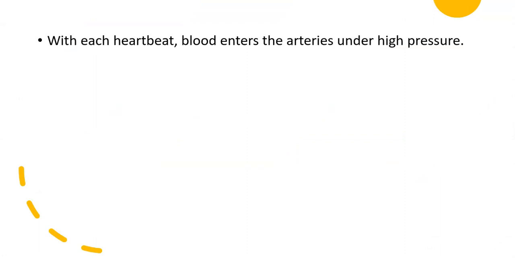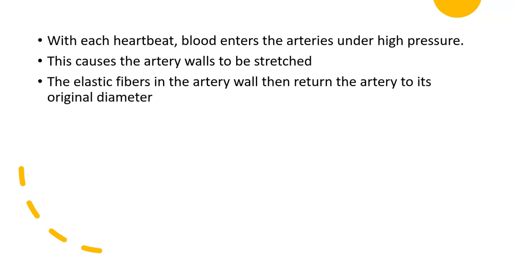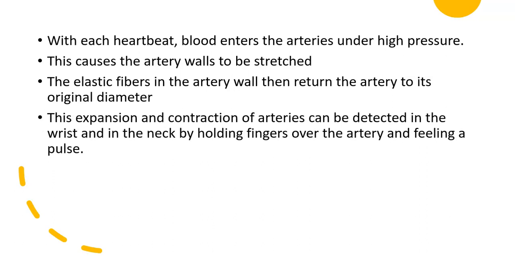With each heartbeat, blood enters the arteries under high pressure, and this causes the artery walls to be stretched, and the elastic fibers in the artery wall then return the artery to its original diameter. This expansion and contraction of arteries can be detected in the wrist and in the neck by holding fingers over the artery and feeling the pulse.